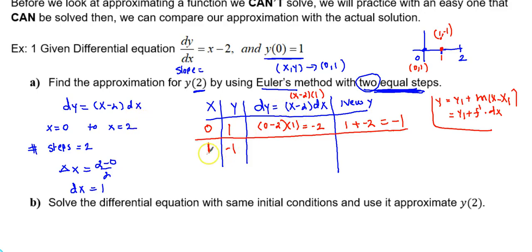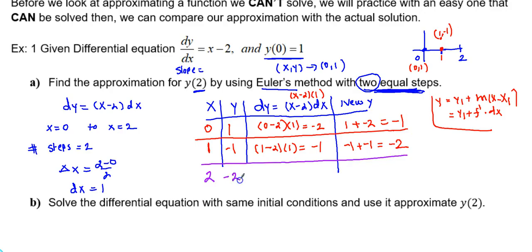So let's substitute the x value here: 1 minus 2 times 1. This will give me negative 1. So what's your new y value? It will be old y plus the new y, so negative 1 plus negative 1. This is negative 2. So let's copy that equation, bring down that value here. This is 2, negative 2. And this is where you stop. I prefer to write stop because sometimes students keep going.